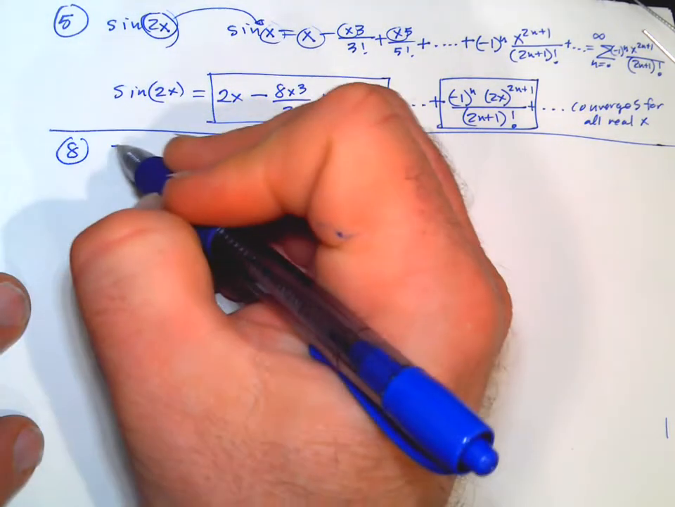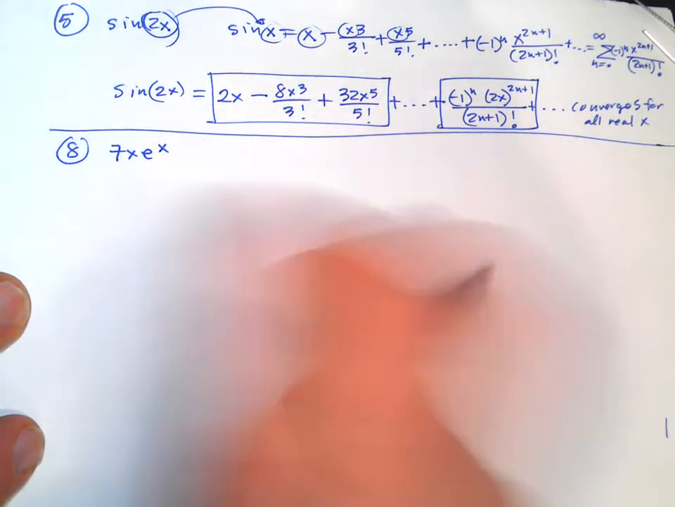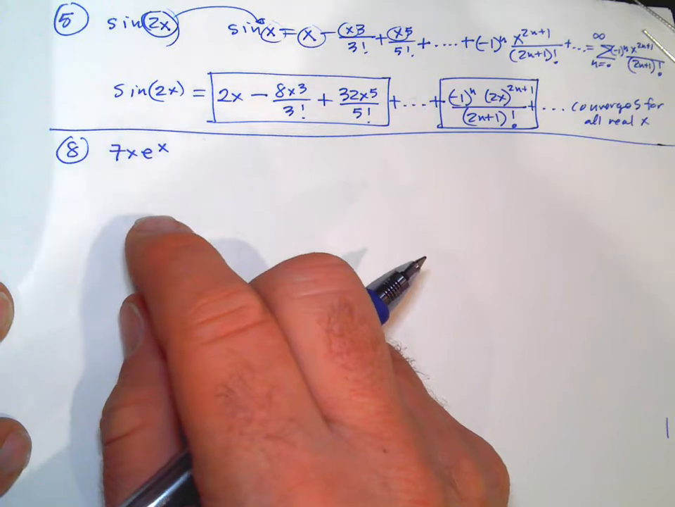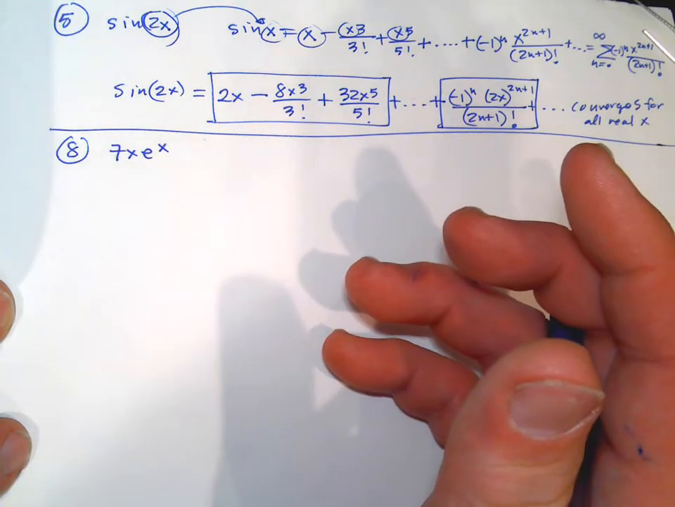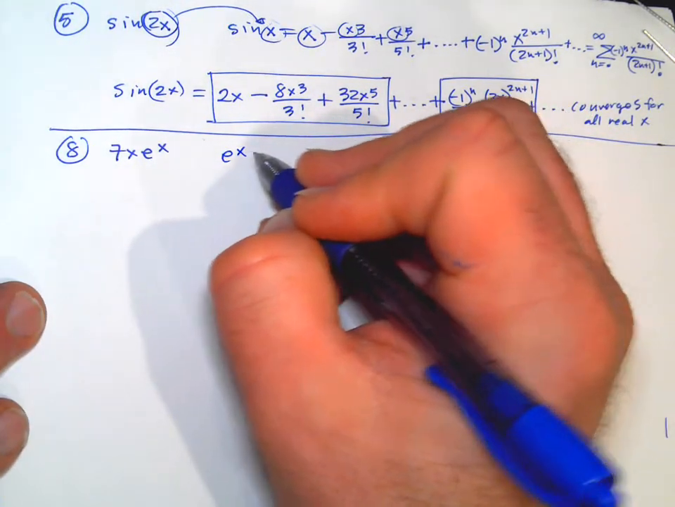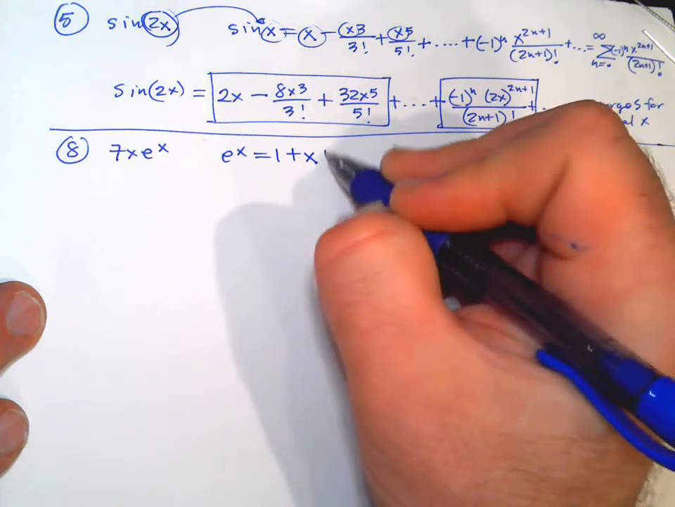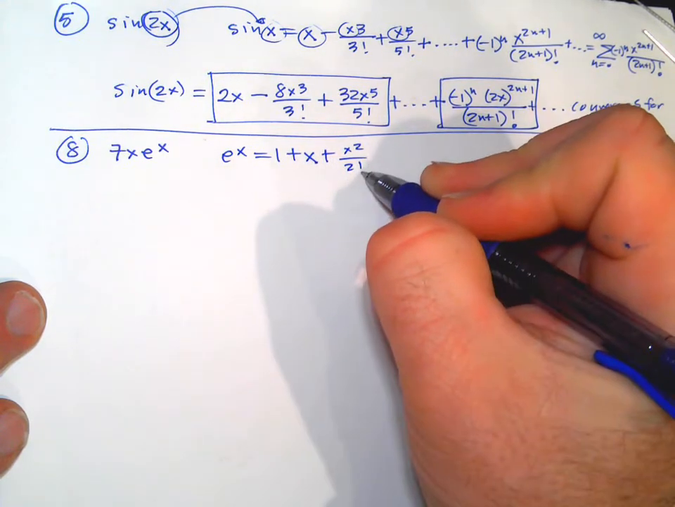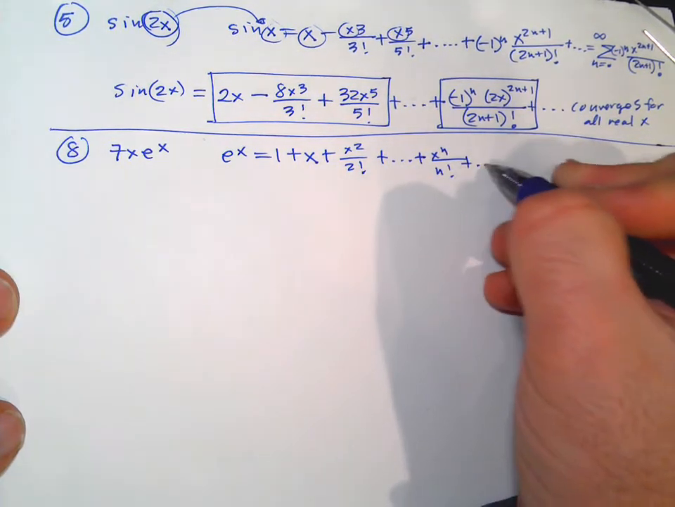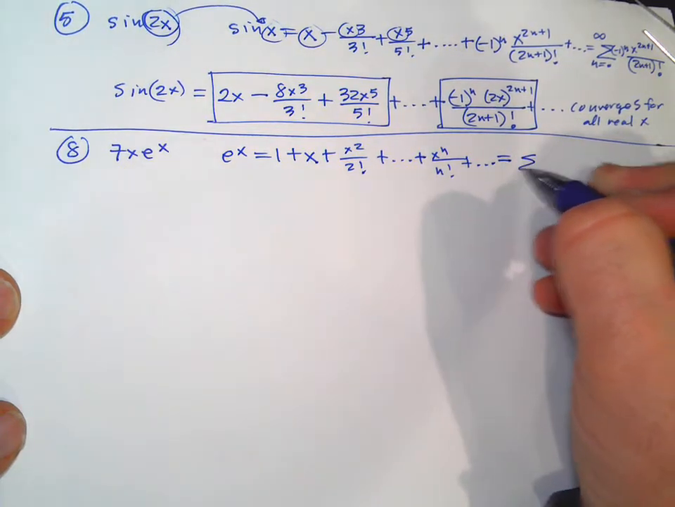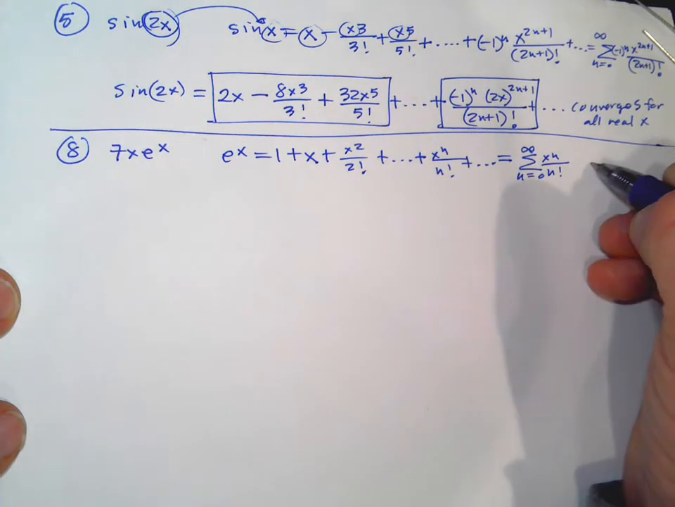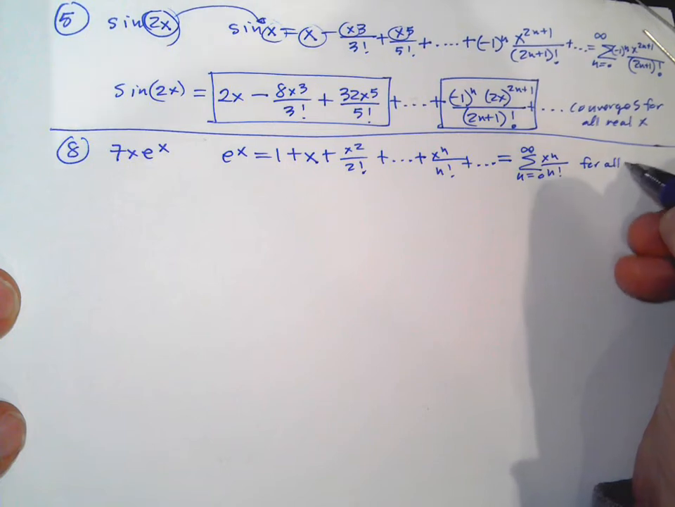Number 8, 7x e to the x. Do you want to do this one the long way? No, you don't. Product rule after product rule after product rule. I mean, you can do it, but here I'll do it two different ways. Maybe even if you don't want to do it the long way, maybe just watch me do it. But the shortcut is, hey, we have this function for e to the x, right? On that page, we're going to memorize it. And this one's for all real x also.